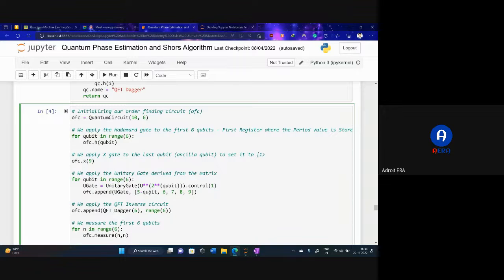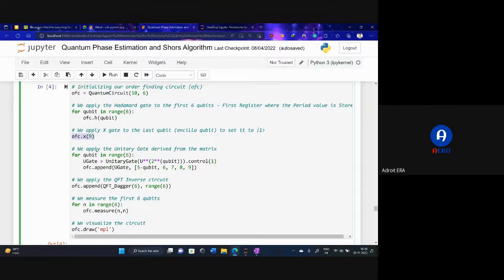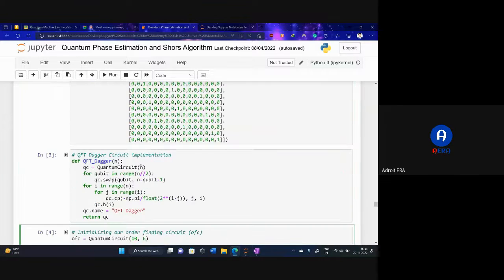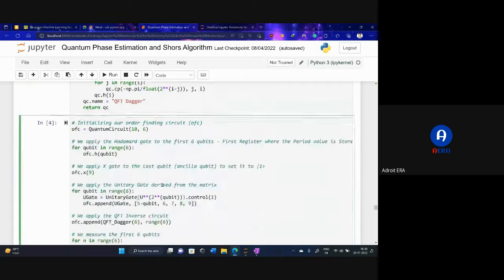Now we apply the X gate on the last qubit, and we put the unitary gate. We have to use the function called unitary gate to utilize the U. We have formed the U, right? Where will the rotations come from? The rotations will come based on this unitary, so you have to form that unitary gate.